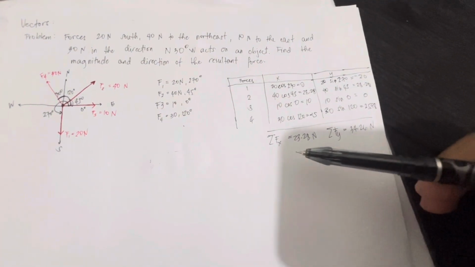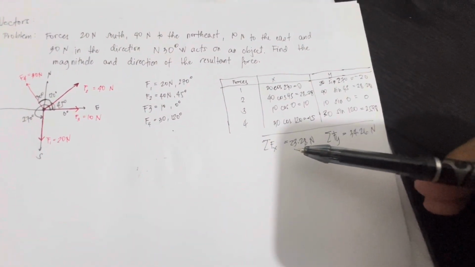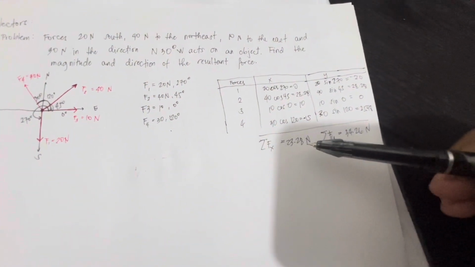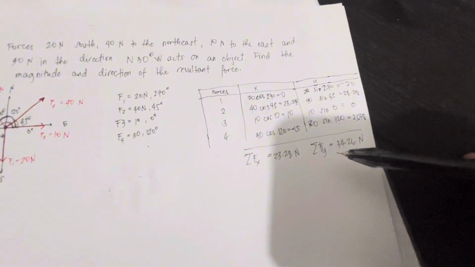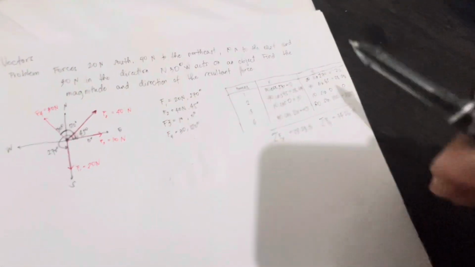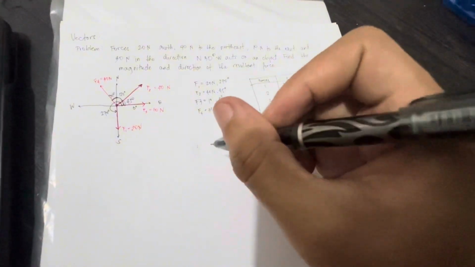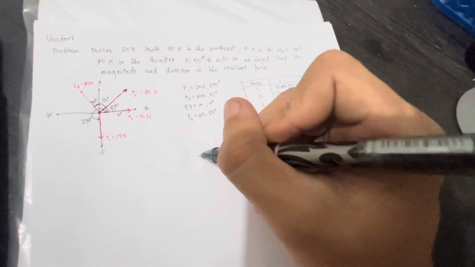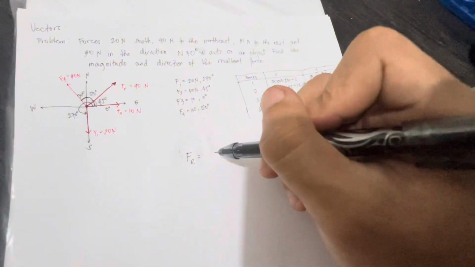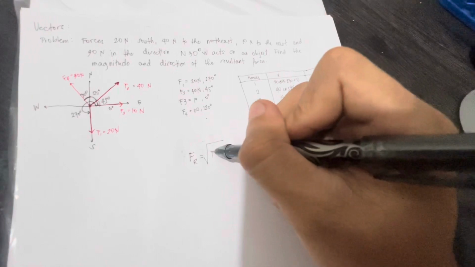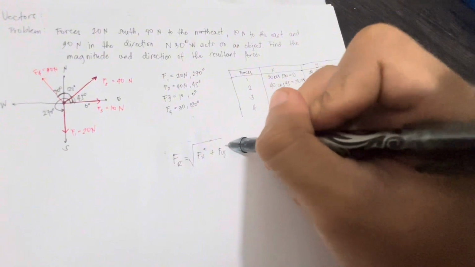The next step is sum of forces along x, so i-add na nato ang tanan. Using our calculator, makakuha ta og 23.28 newtons for x, tapos you have 34.26 for y. So naa tay summation of forces along x, summation of forces along y. Next step now is to find the magnitude of the resultant force. Naa tay formula: square root of Fx squared plus Fy squared.